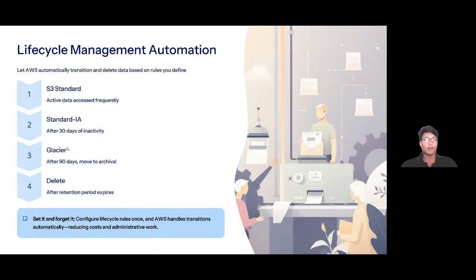Glacier: we are sure that we are going to access the data very rarely, once or twice a year. So use that, and also retention or deletion. As the bank or the RBI says, you can delete the data after 7 to 10 years. So basically you add the data and your data will be deleted automatically after 7 to 10 years. And it says set it and forget it.